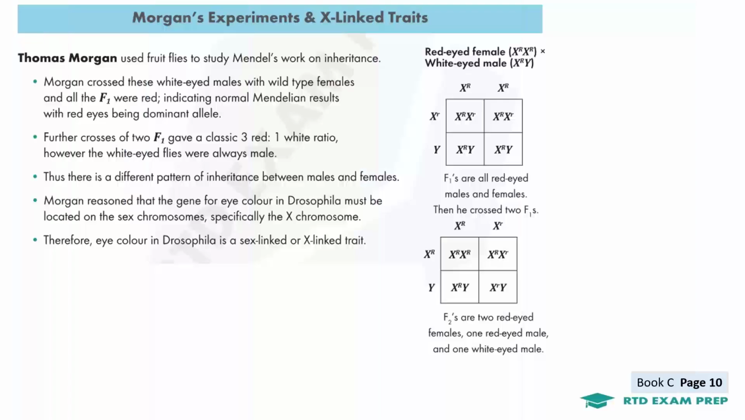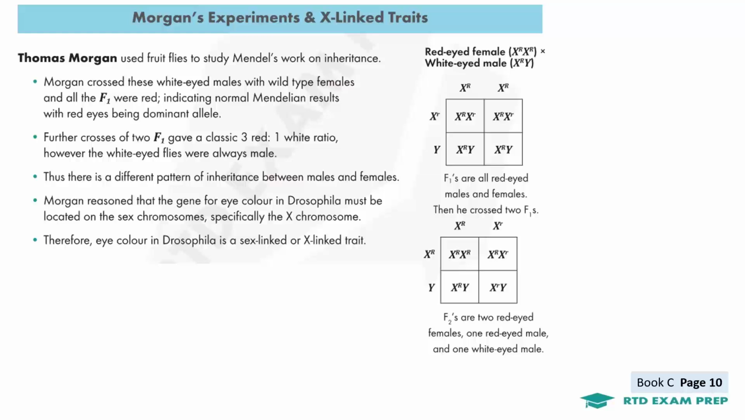Thomas Morgan really wanted to prove Gregor Mendel's work, but he was getting different ratios. And he's like, why is this so different? And what he started to figure out was Gregor Mendel's ratios work on autosomal traits, but not when they're carried on the sex chromosome. So let's take a look what Thomas Morgan did with his fruit flies.